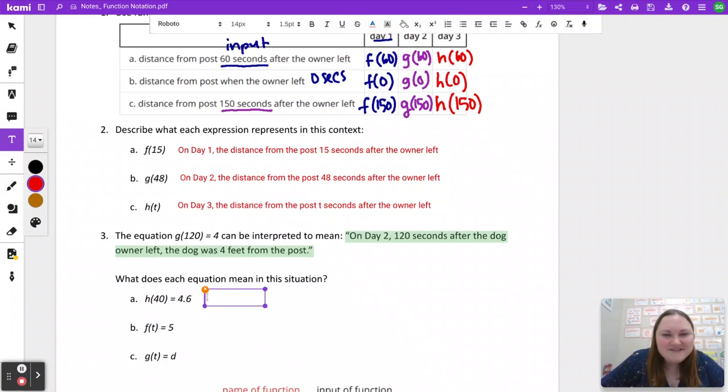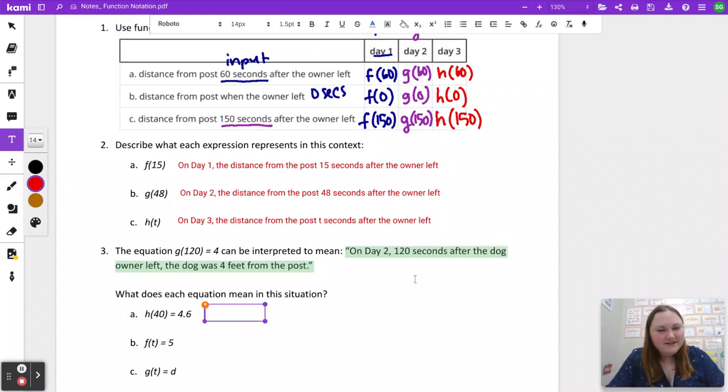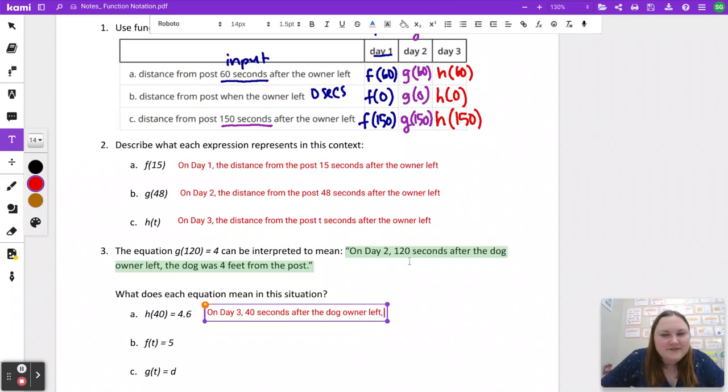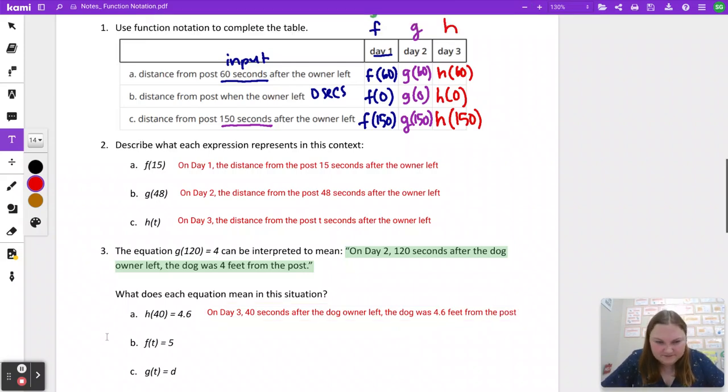And you're back, and I have some answers for you. This first one, the H tells me we're talking about day 3. So I could start by saying on day 3. The 40, my input is always the time. So that 40 is telling me we're talking about 40 seconds after the dog owner left. So similar to what we were doing up here, except now that equals 4.6 is telling me that exact distance. So I could finish this by saying the dog was 4.6 feet from the post.